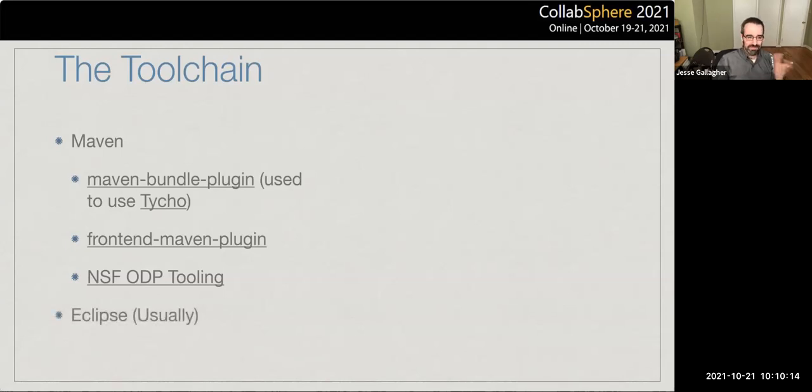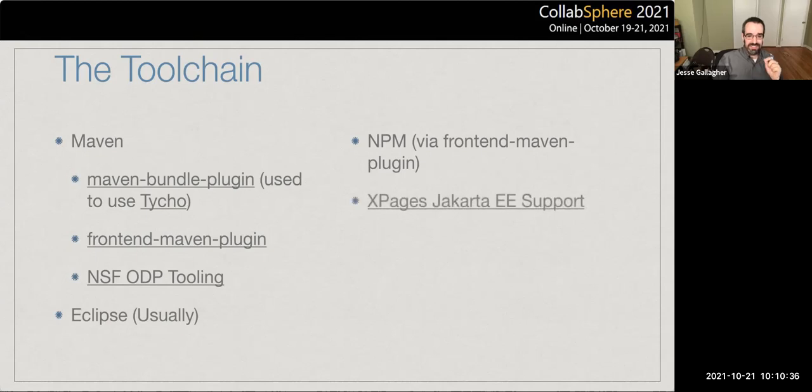I usually use Eclipse. You could use IntelliJ. Sometimes I do. They have their pluses and minuses. VS Code is not quite as fleshed out for this stuff, but you also could. You could use vi if you want to. That's one of the nice things: you don't have to use Designer for much. NPM, again, via the frontend Maven plugin. The reason I didn't make this one a link is out of protest, because I don't like NPM.